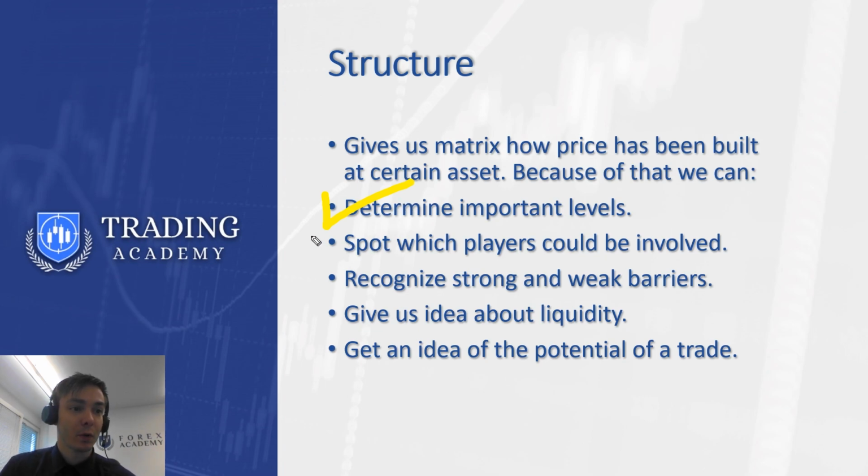The second one is to spot which players could be involved. It's very linked to that because different levels mean different types of orders, different types of traders, different types of behavior. The third tip is to recognize strong and weak barriers. Because of that, you are able to spot which players are involved. For example, if you are trading against a strong order from a key level support, your chance is much lower than if you are trading at an intraday level and you are speculating against a weaker barrier.